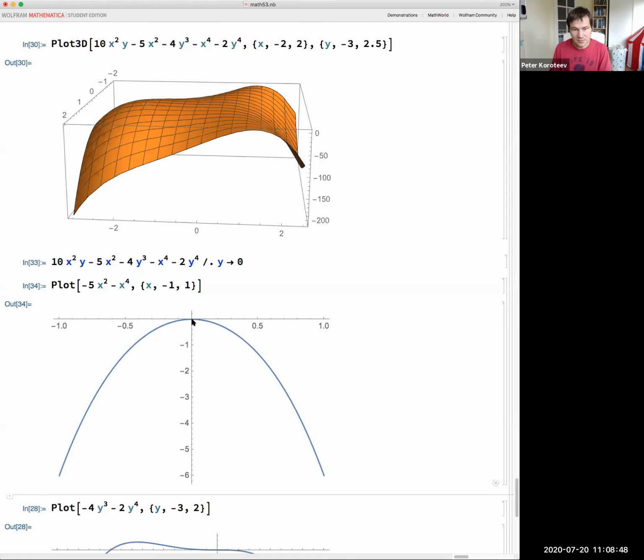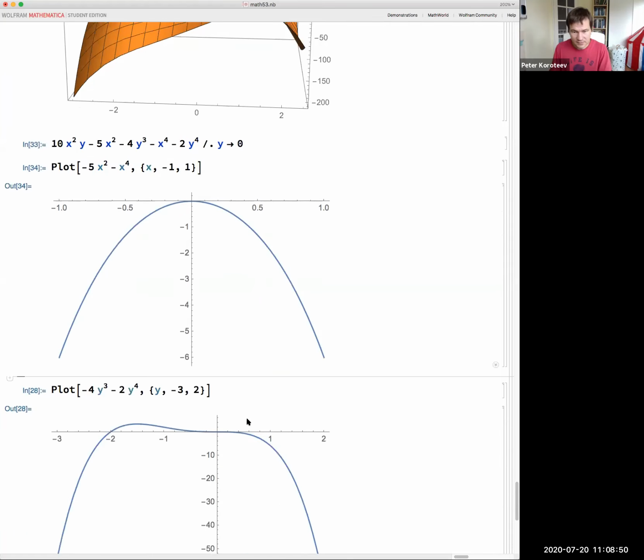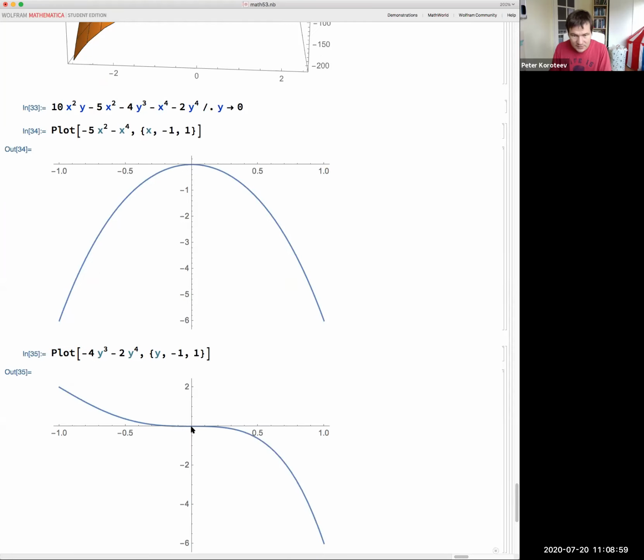So here is a maximum, right? But over here, it's neither, right? If you zoom in on this one, it does look like the cubic thing. So it's neither maximum nor minimum.